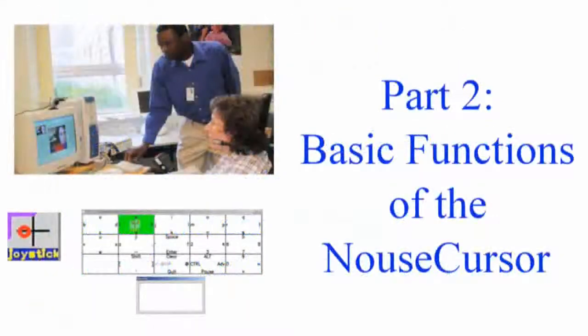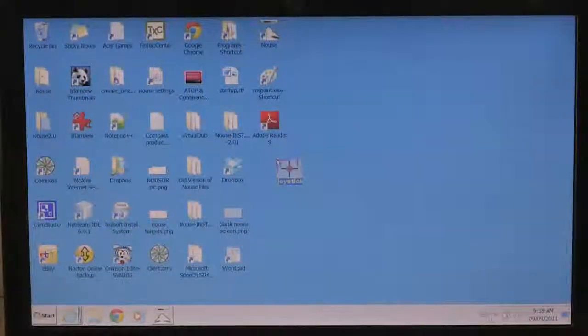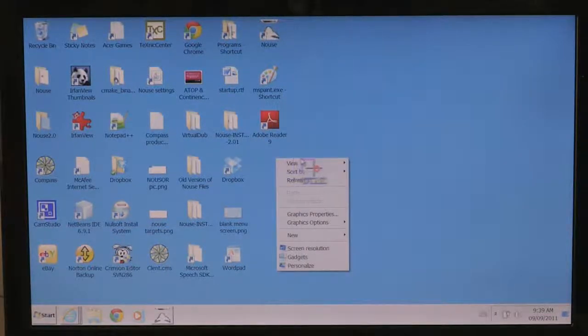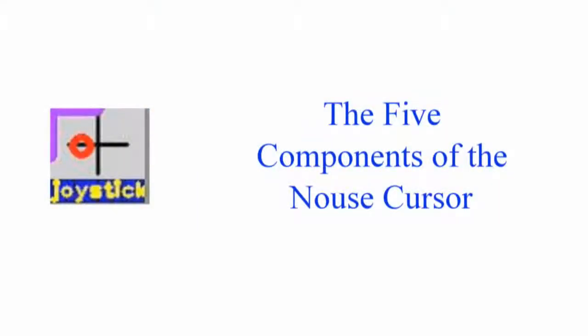Part 2. The basic functions of the Nouse cursor. The main component of Nouse is the Nouse cursor. The Nouse cursor is the equivalent of a standard computer mouse arrow icon. It is the pointing device that tells the computer what the user is looking to do on the screen. The Nouse cursor appears on the screen as a square box and consists of 5 components designed to provide the user with feedback on what action is being executed.